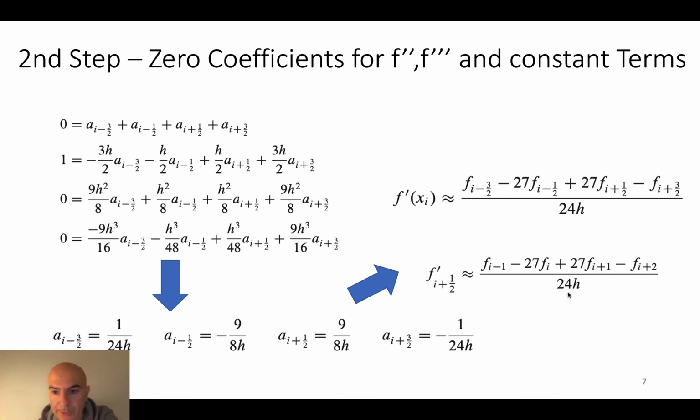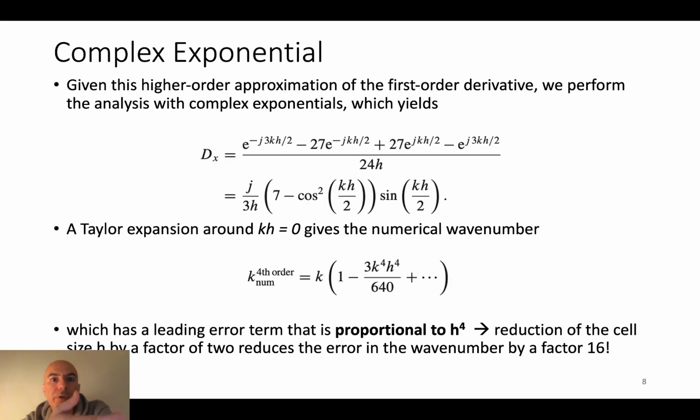And of course, the grid spacing at which we are evaluating our higher order derivative is also larger, in this case 24h. We are going to use the technique that we've been using to analyze the numerical properties of first order derivatives. Those were of second order, also in this particular case. So we can use exactly the same technique. Given this higher order approximation of the first order derivative, we perform the analysis with the complex exponential.